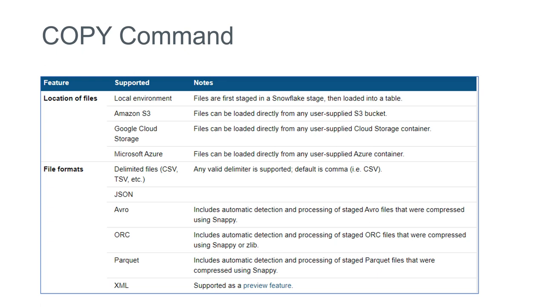That means we can process CSV files, JSON, Avro, ORC, Parquet, XML. We can process any of these files and load the data into Snowflake tables. CSV files are structured files; they contain some structure and we can easily load them. But the other file types like JSON, Avro, ORC, Parquet are not structured, right?